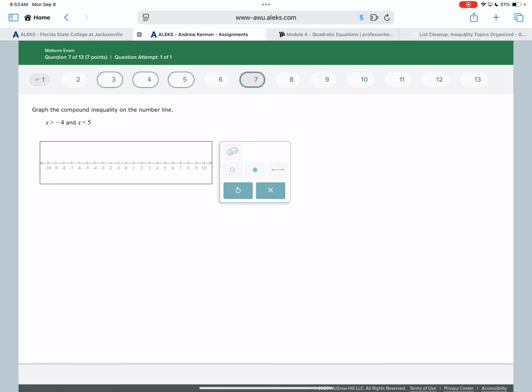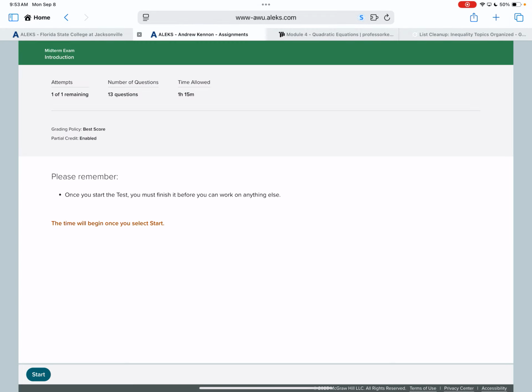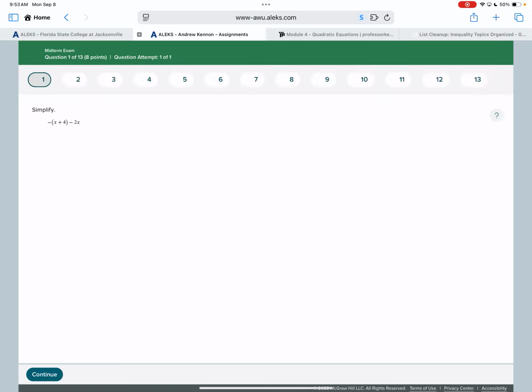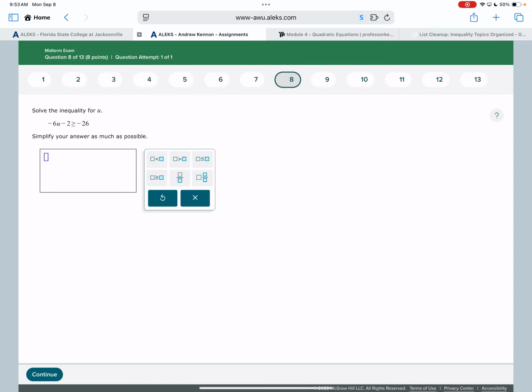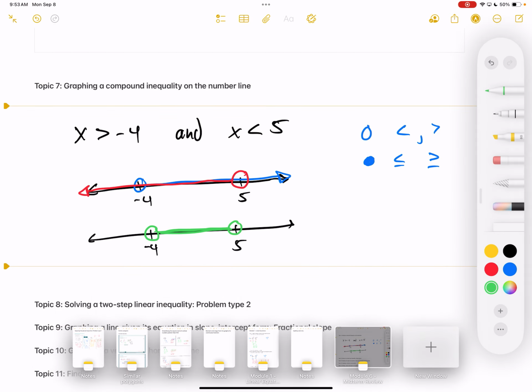All right, number 8. That's the next one we need to show our work on the page, right? If it loads. -6u minus 2 greater than or equal to -26.